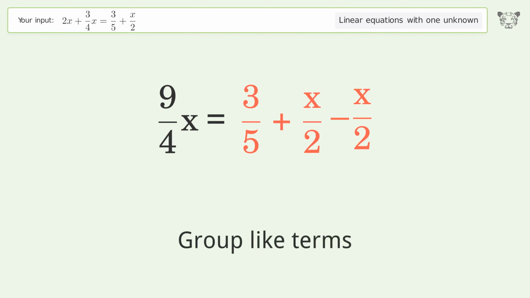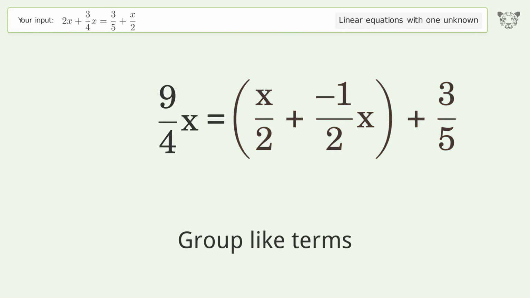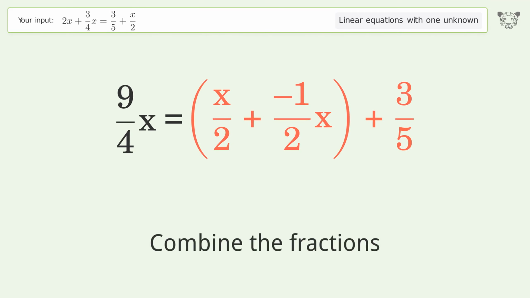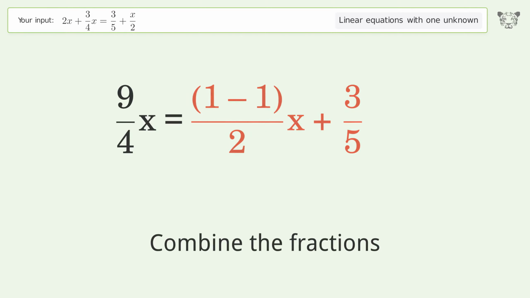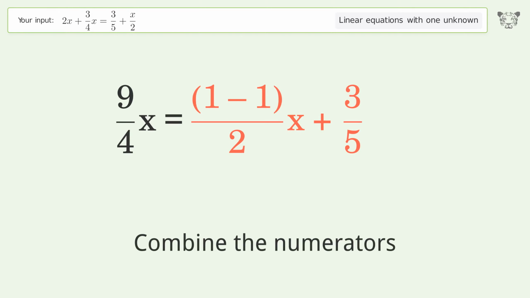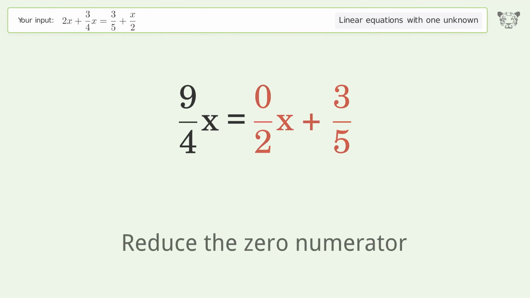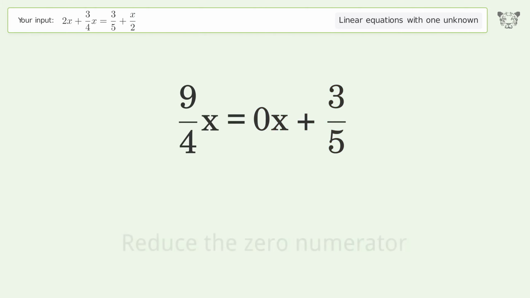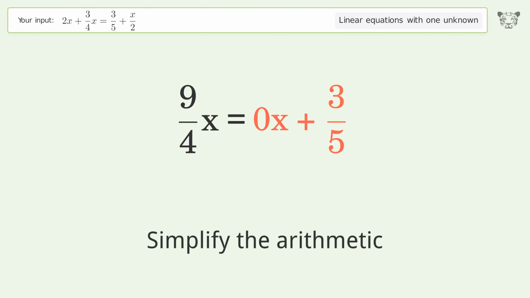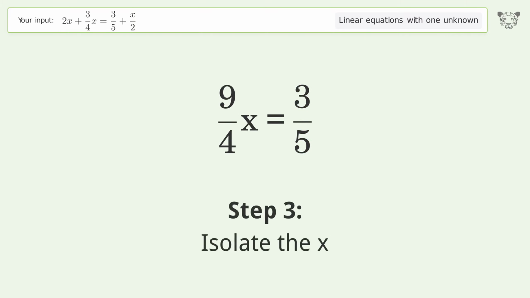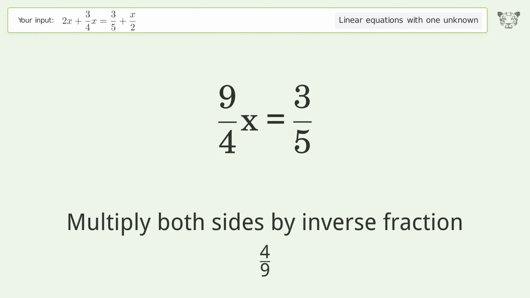Group like terms. Combine the fractions. Combine the numerators. Reduce the zero numerator. Simplify the arithmetic. Isolate the x. Multiply both sides by the inverse fraction 4/9.